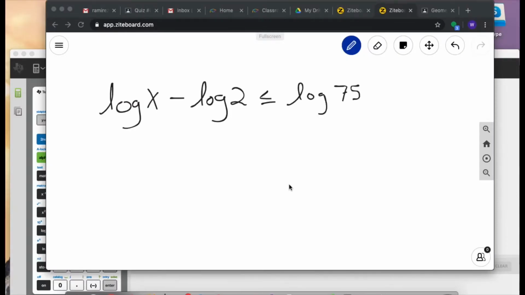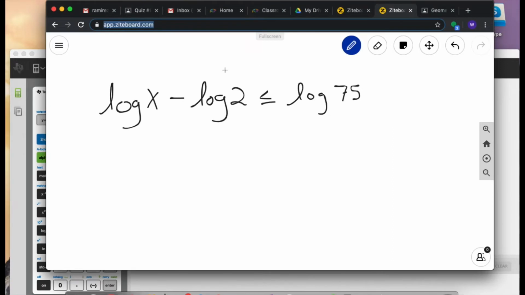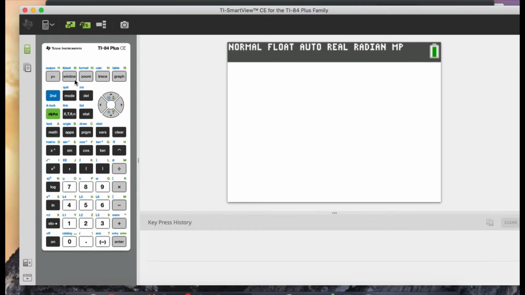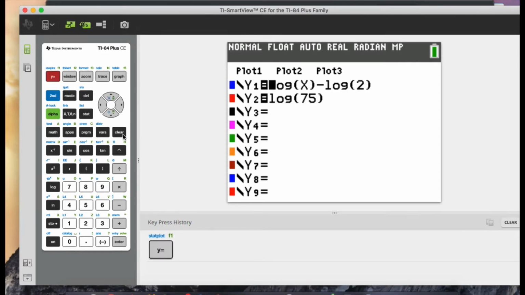Alright, so let's look at how to graph these logarithms, this inequality, and find the solution using our graphing calculator. So I'm going to split this up into two equations. I have my left-hand side of the equation and I have my right-hand side of the equation. Let's say this is y2, let's say that this is y1. So these two equations are going to be what I enter into my graphing calculator. So my graphing calculator, I'm going to hit y equals. I already have it entered, but y1 is going to be the top one. I'll do it with you guys.